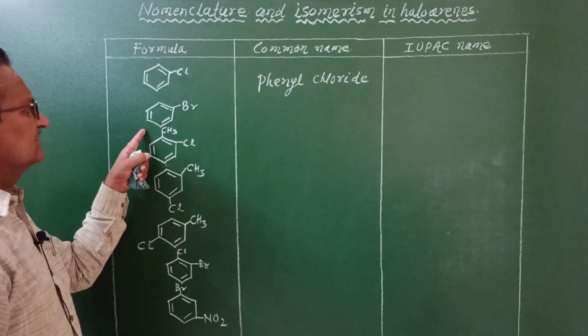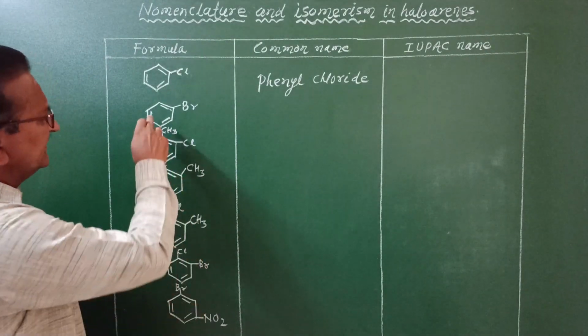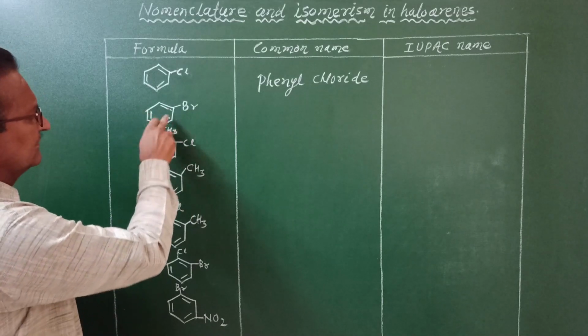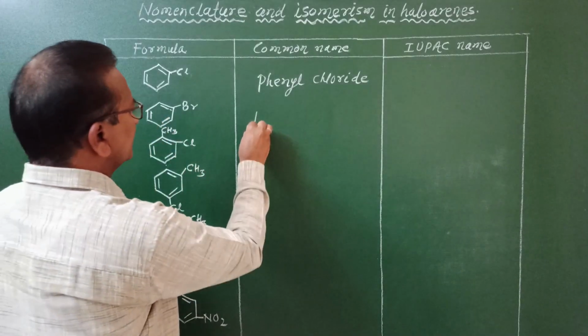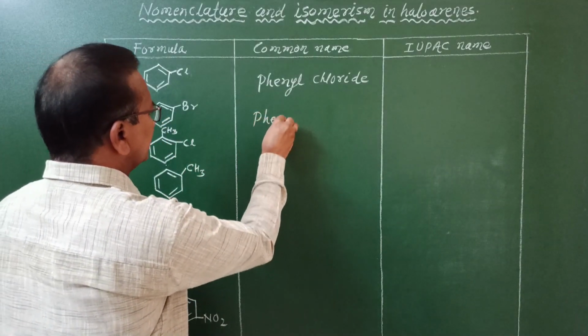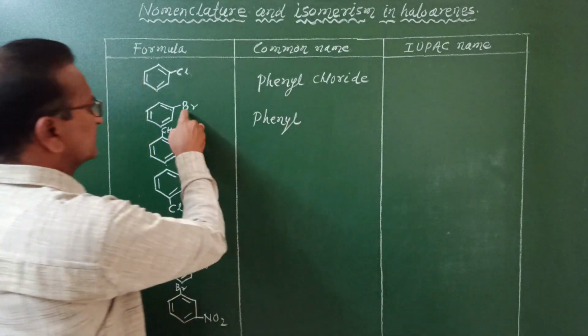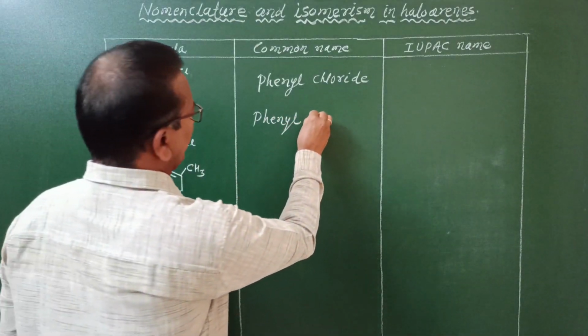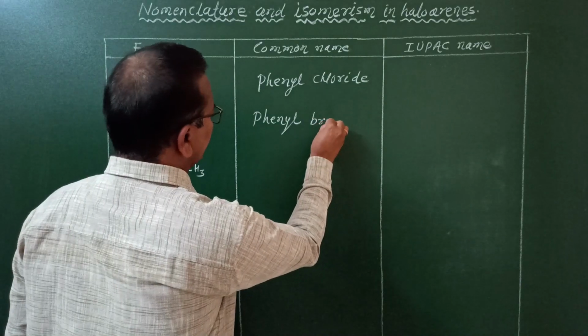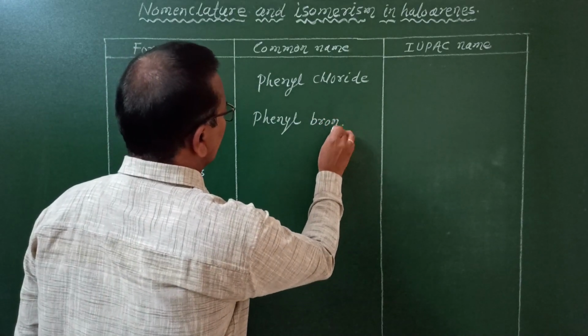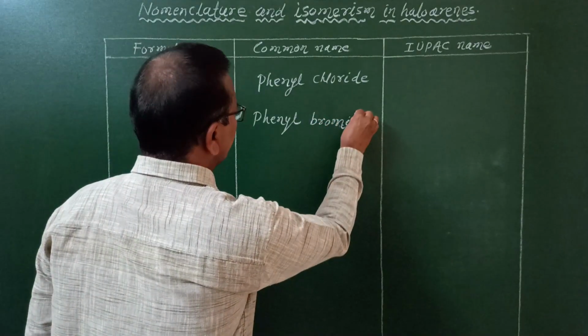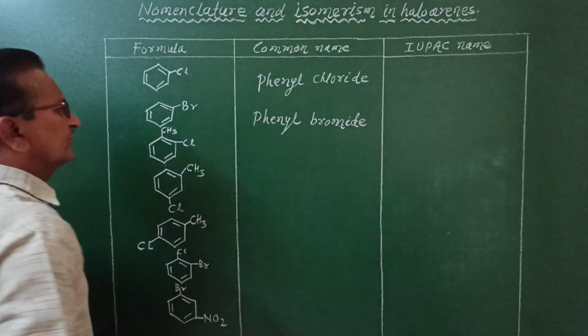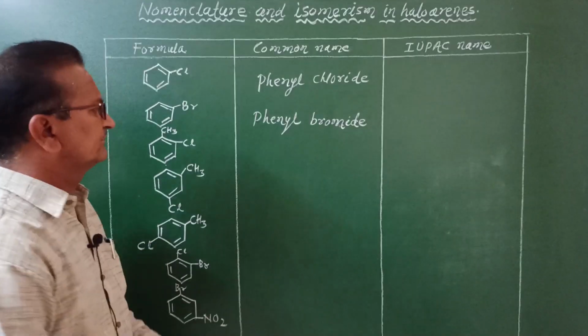Now let us see the next example. In the next example, again the aryl group is phenyl. Therefore, once again we will write phenyl. But since there is a bromine atom, the name of the halogen atom is introduced as bromide. Therefore, what is the common name of the second compound? Phenyl bromide.